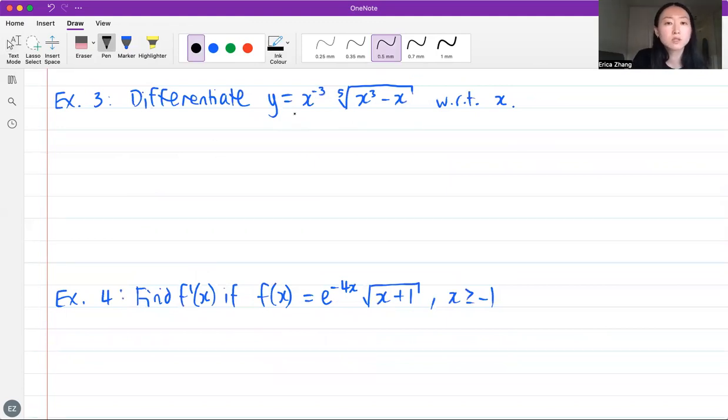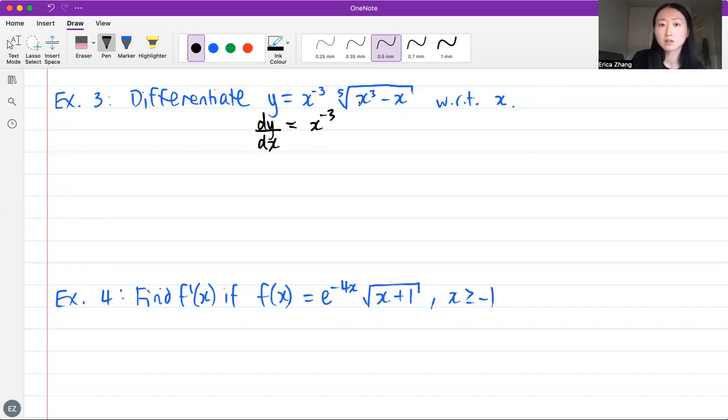Next example. Let's try to do this without using our u's and v's because we should be able to do that to speed things up. So let's straight away, dy/dx is equal to our first function, x to the power of -3 times the derivative of the second function.